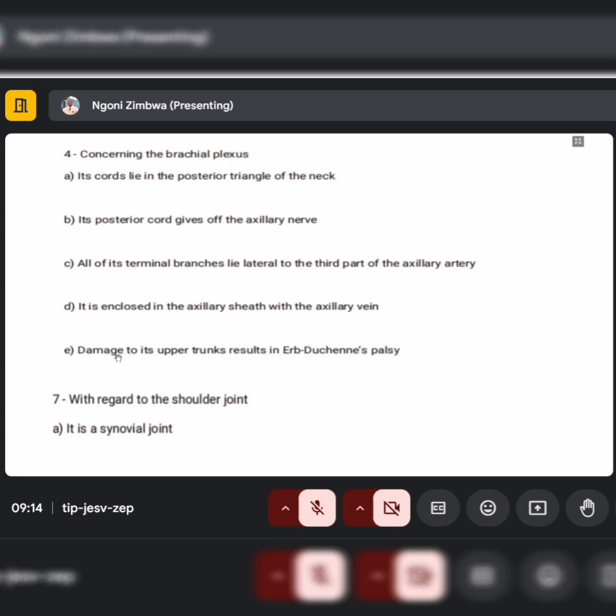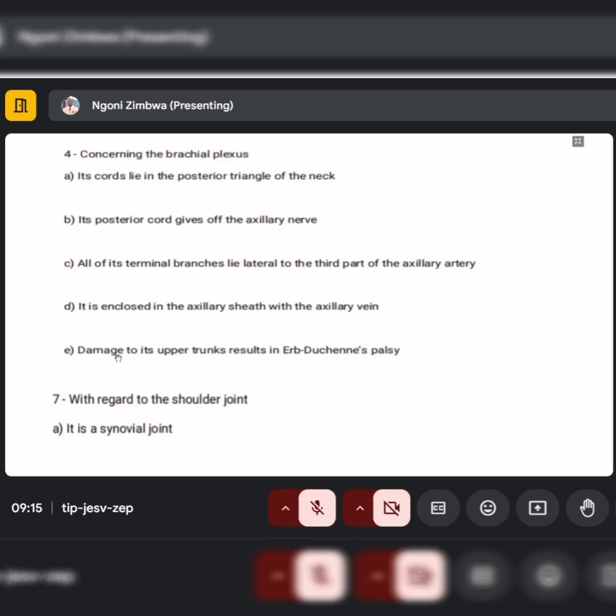Good. C, all of its terminal branches lie lateral to the third part of the axillary artery. What do you think? That is very false. It's the first part, not the third part. You understand? In the third part, you have the terminal branches, right? They are not all lateral. Some are posterior, some are medial, some are lateral, right? But the first part of the axillary artery, the brachial plexus cords will lie superolateral to the first part, not the third part. Done.